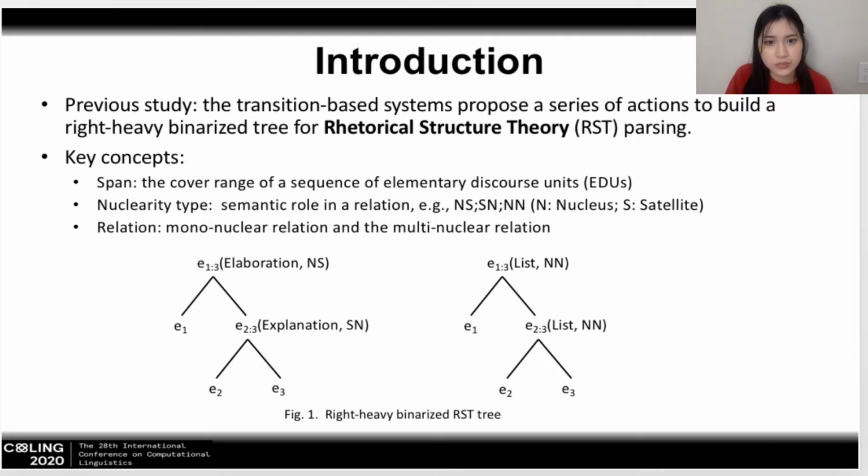The relations typically include two types. One is the mononuclear relations, such as elaboration and explanation. The other is the multinuclear relations, such as list.